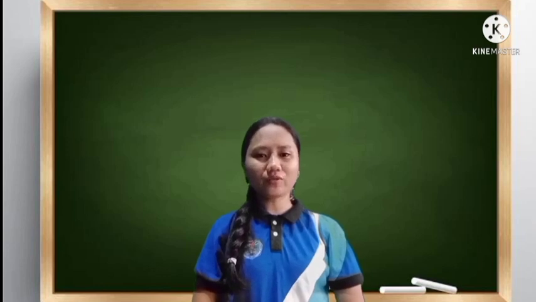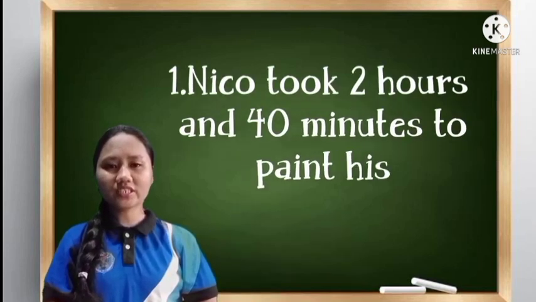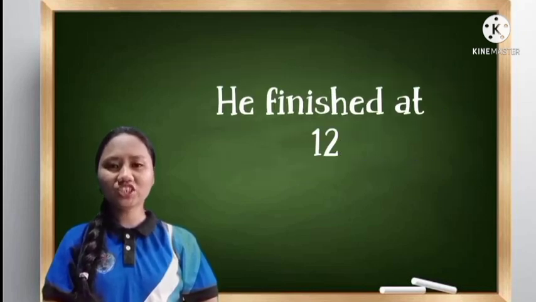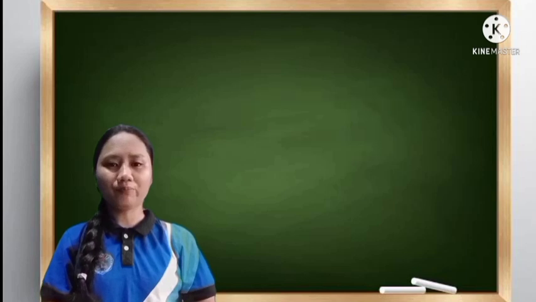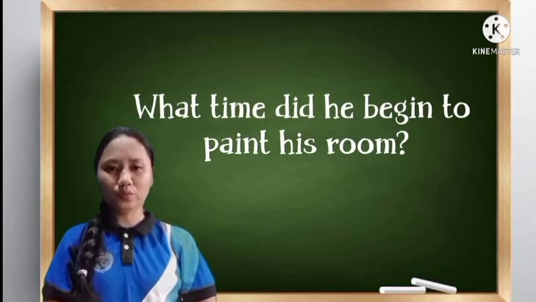Let us all read the question. Nico took 2 hours and 40 minutes to paint his room. He finished at 12:30 p.m. What time did he begin to paint his room?